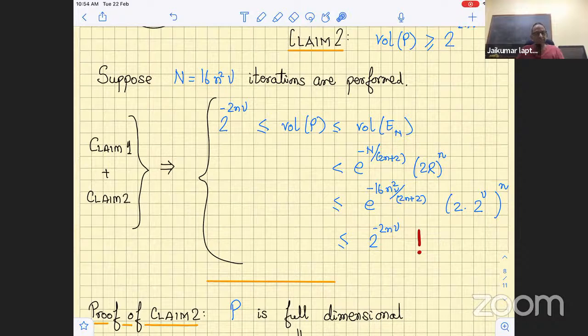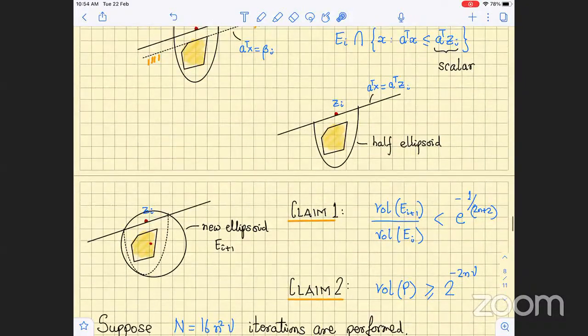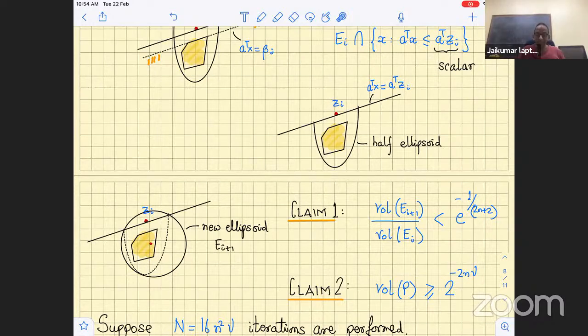Is this okay? Yes. So please ask. So you're saying that if the polytope has one visible point, its volume must be at least something. Its volume must be at least something because it's a full dimensional polytope.